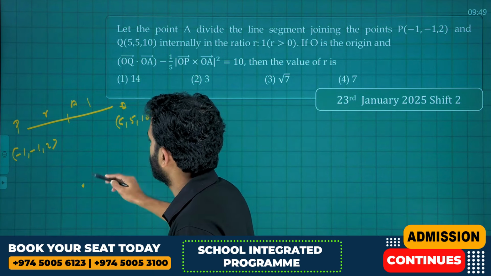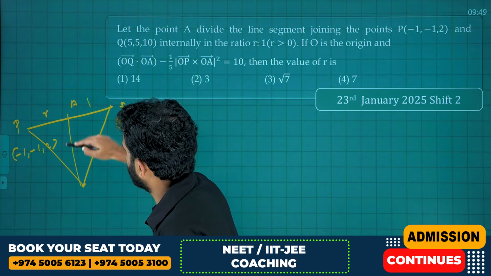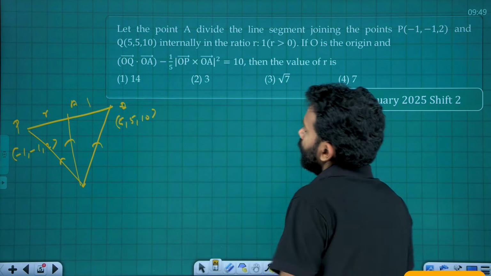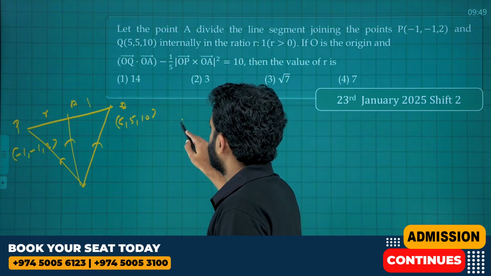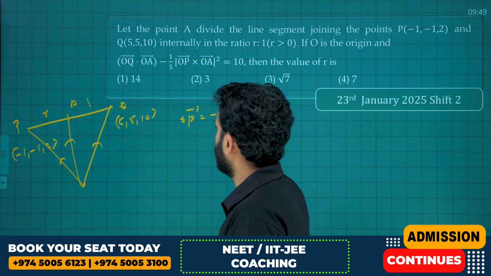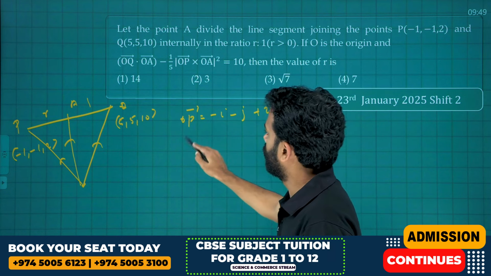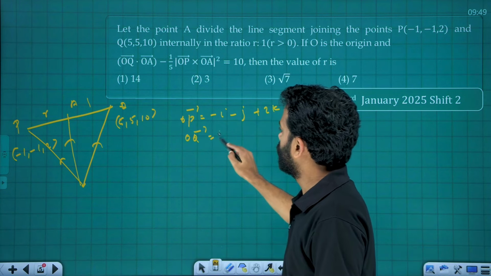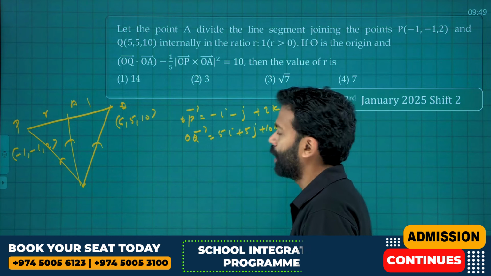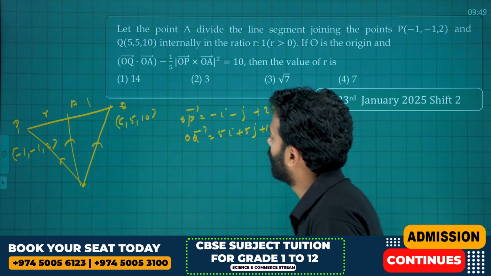Okay, let's take a point origin here. This is OQ, this is OP, and this is OA. Okay, this is minus 1, minus 1, 2. Okay. So, what will be vector OA? Vector OP is equal to minus i minus j plus 2k. And what about vector OQ? Vector OQ is equal to 5i plus 5j plus 10k. Okay, that is what vector OP and vector OQ are. And what about vector OA?